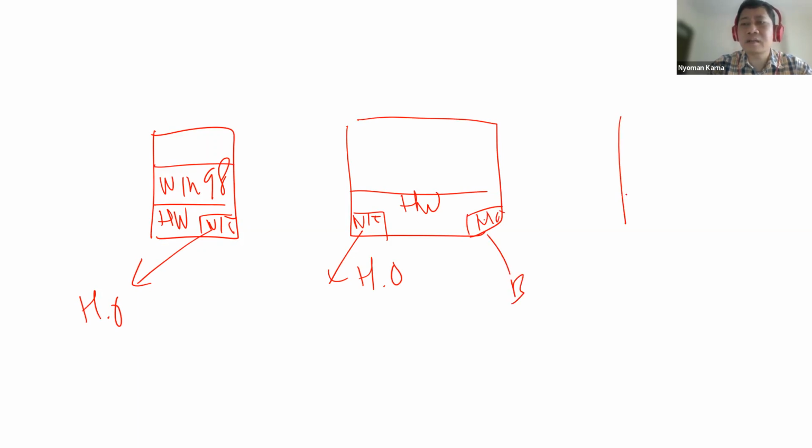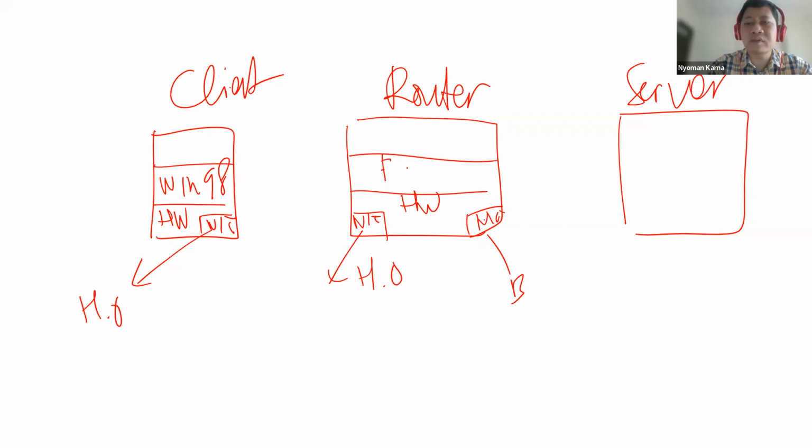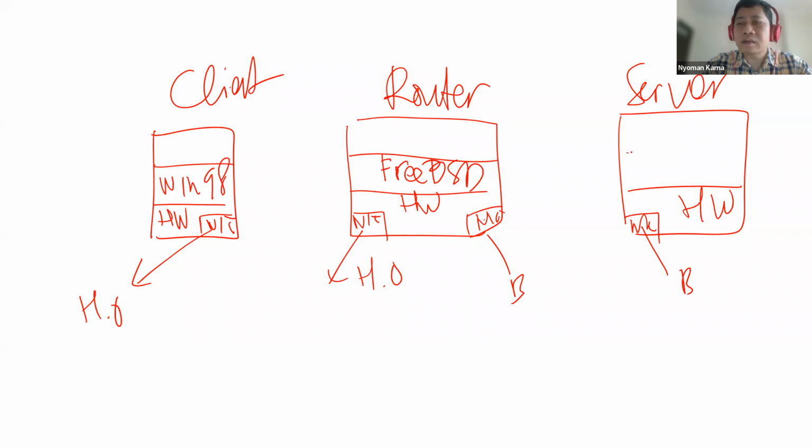And then for our server, so this one is the client, and this one is our router, and then this one is the server, and this one is using FreeBSD, and it has only one network interface card configured as bridge. So this one has FreeBSD as the operating system, and then that's all.